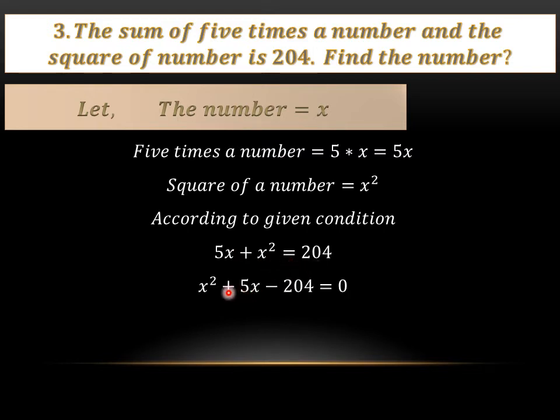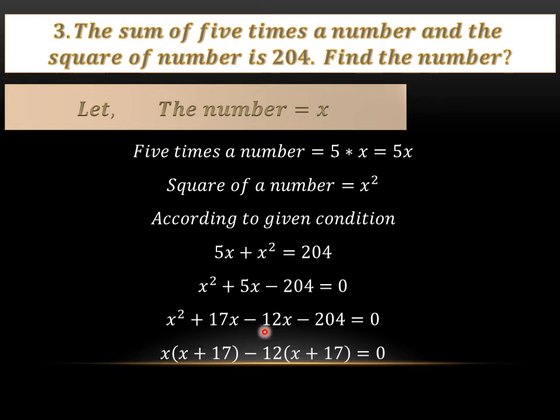Arranging the statement, it will become x square plus 5x minus 204 equals 0. You can apply the quadratic formula or the midterm break method. If you break the midterm, the answer of the midterm will be 17x minus 12x. Taking common from the brackets, x into x plus 17 minus 12 into x plus 17. As the minus sign is taken as the common sign, this minus sign will change to plus. x plus 17 and x minus 12 will be written in separate brackets.